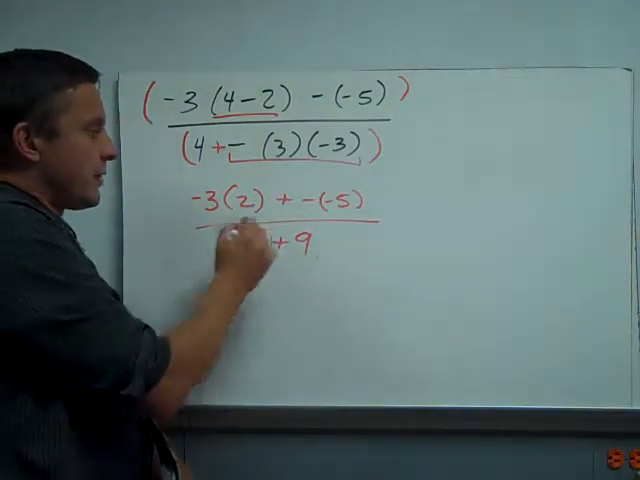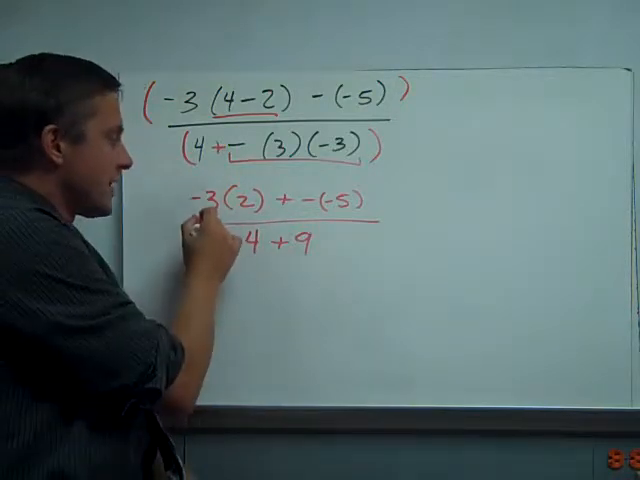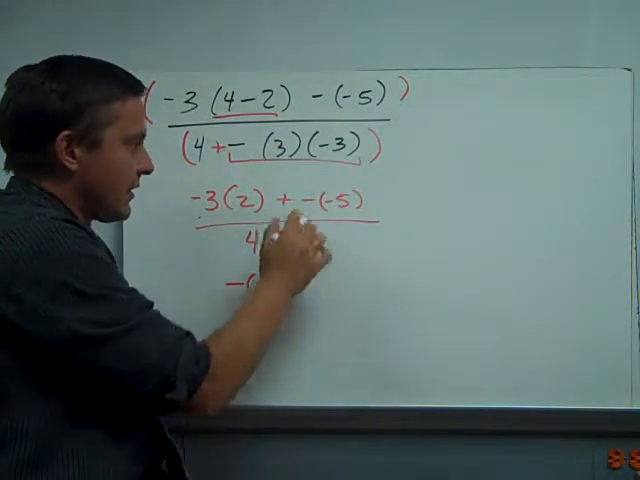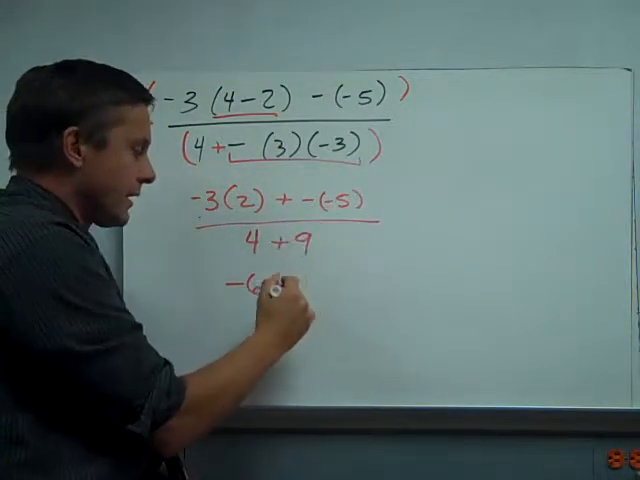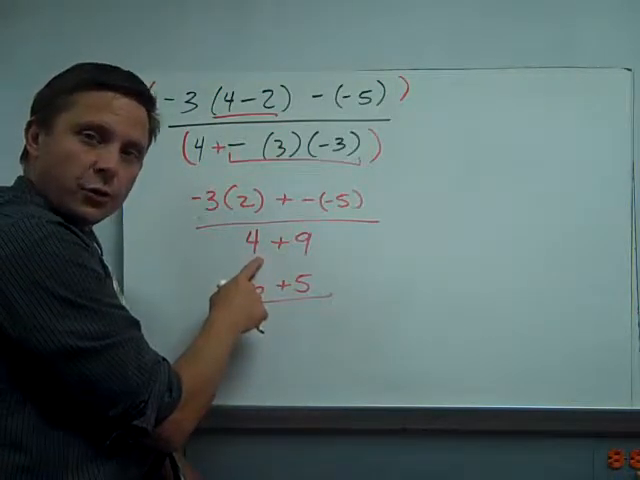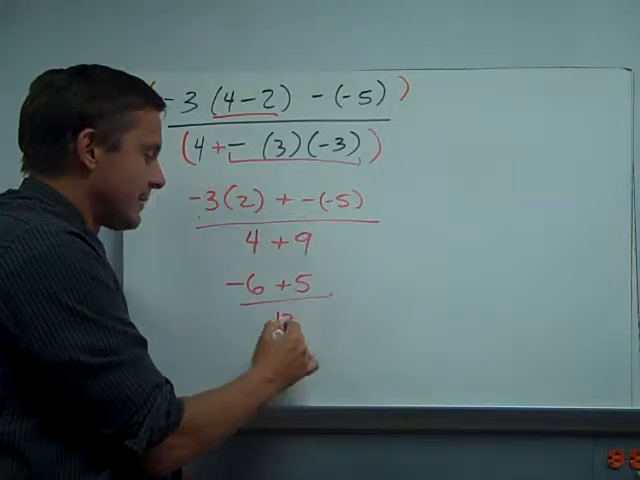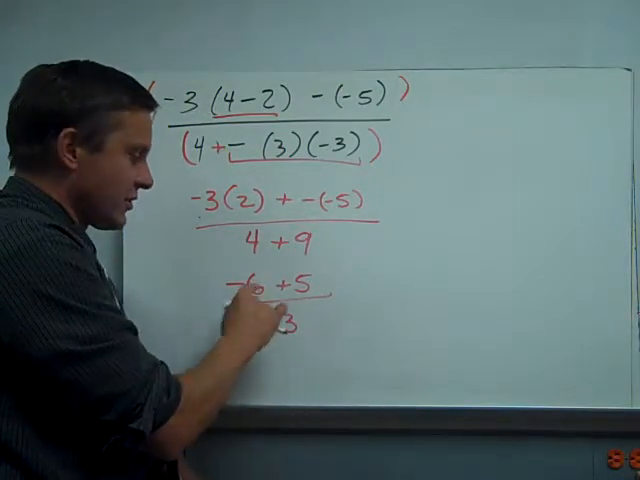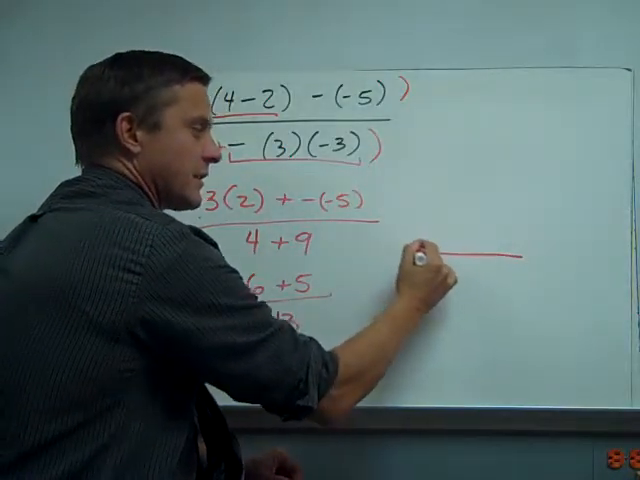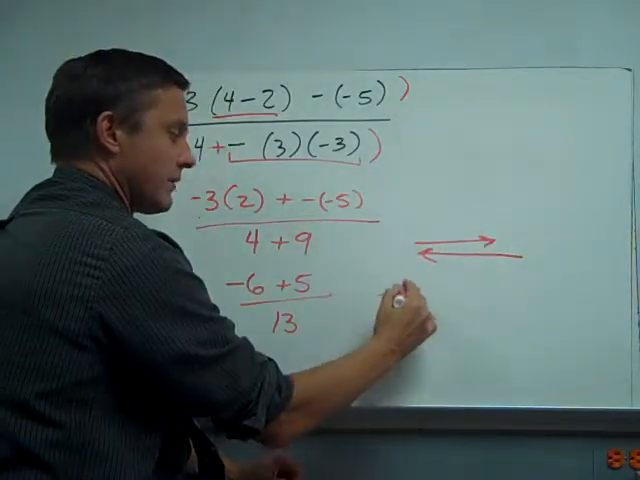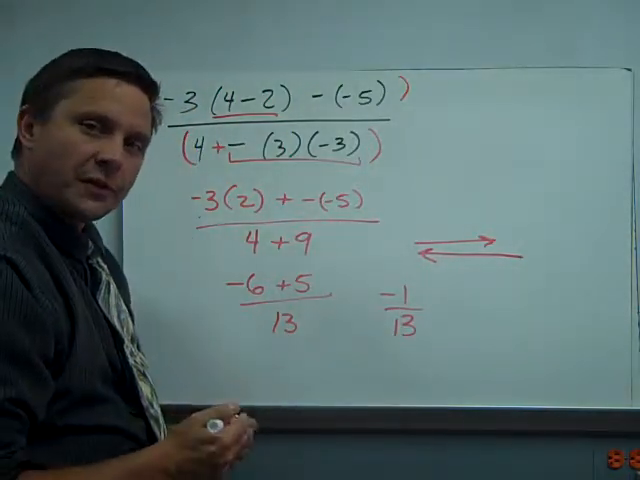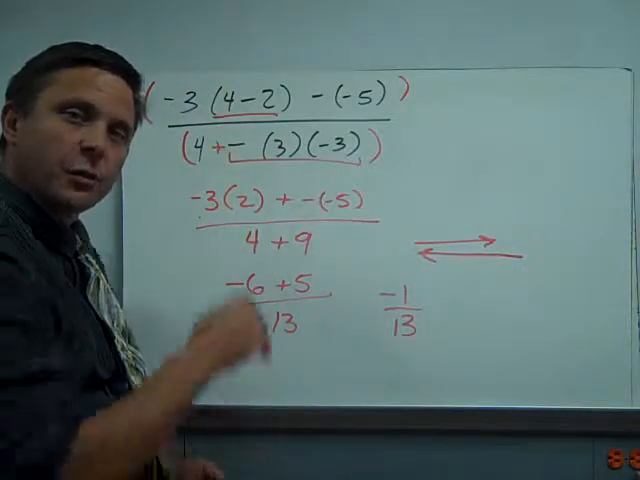Now on the top, I still have multiplication in 2 places in the numerator. Here and here. -3 times 2 is -6. -5. 2 negatives make a positive. In the bottom, no multiplication, no division, I'll do the addition to 13. The numerator still has to do addition. -6, back 5. And again, picture it in your mind. -6, back 5. We don't get to 0, so it's -1/13.